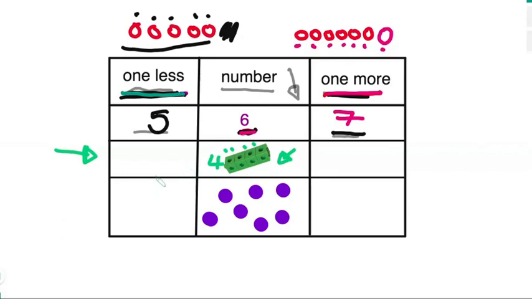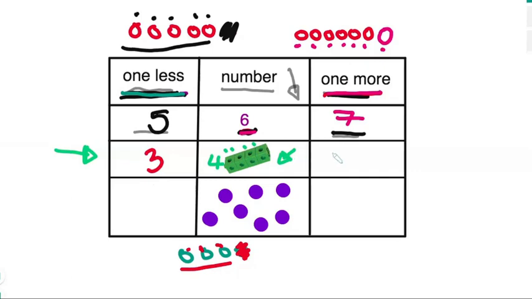How do we find 1 less than 4? Let's draw 4 counters. 1, 2, 3, and 4. We have 4 counters. Now, when we're looking for 1 less, does the number get bigger or does the number get smaller? When we're finding 1 less, the number's going to get smaller. So we're simply going to take away 1. There we go, taking away 1. How many do we have left? Let's count them. 1, 2, 3. We have 3 counters left. So 1 less than 4 is 3. We can pop 3 right there because 1 less than 4 is 3.